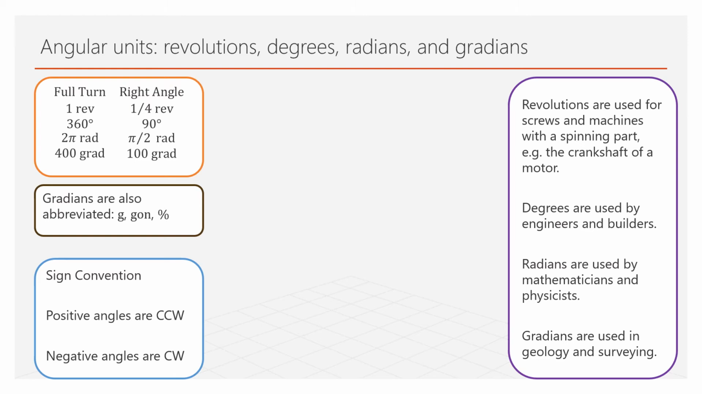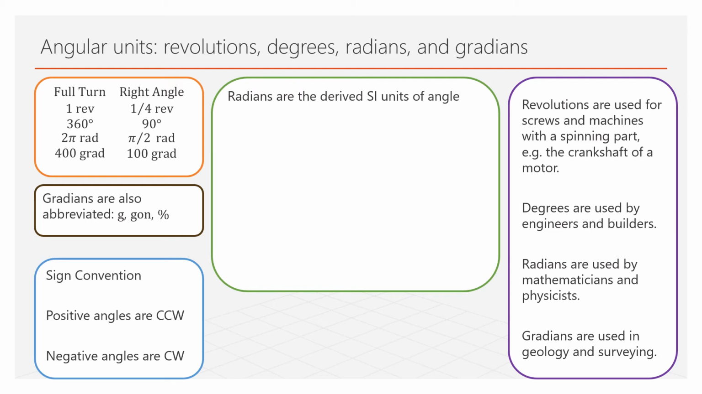Here are the sign conventions. Positive angles are usually used to indicate counterclockwise rotation, and negative angles are used to represent clockwise rotation. Radians are the derived SI unit of angle. You can see that r is the radius of a circle, s is the arc length of a circle, and theta is the angle subtended by that arc length. The relationship between those three variables is that s is equal to r times theta, and s is equal to r when theta equals 1 radian. So that is the definition of a radian.